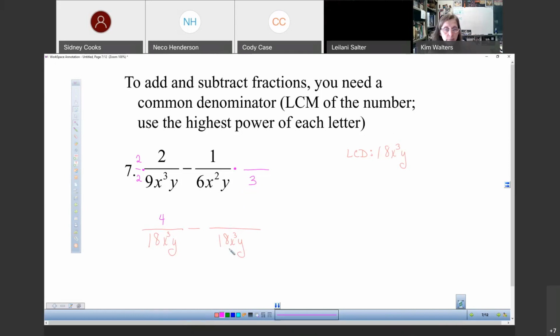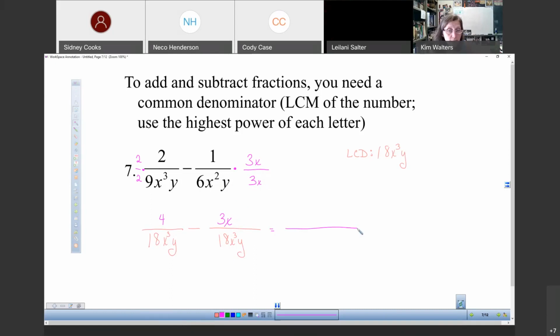I need 3 times 6 is 18. I have to have an x, so I turn this x squared times x into x cubed. But I already had a y, so I don't need to multiply by the y, okay? So in the denominator is a 3x, and in the numerator is a 3x. And so 3x times 1 is 3x. I have now a common denominator.